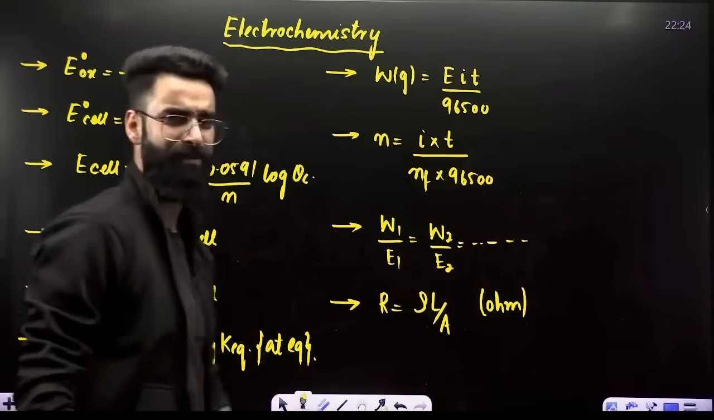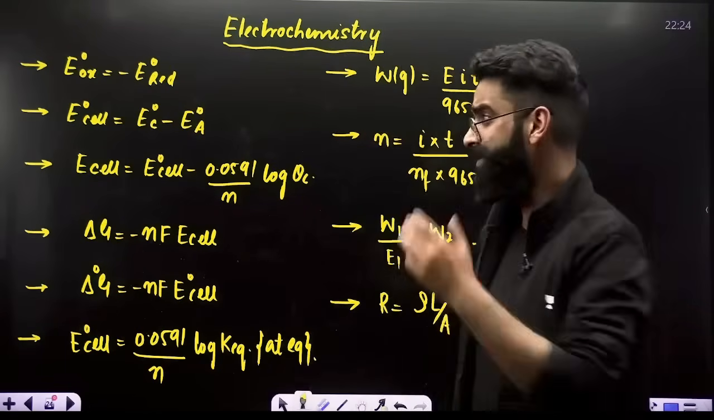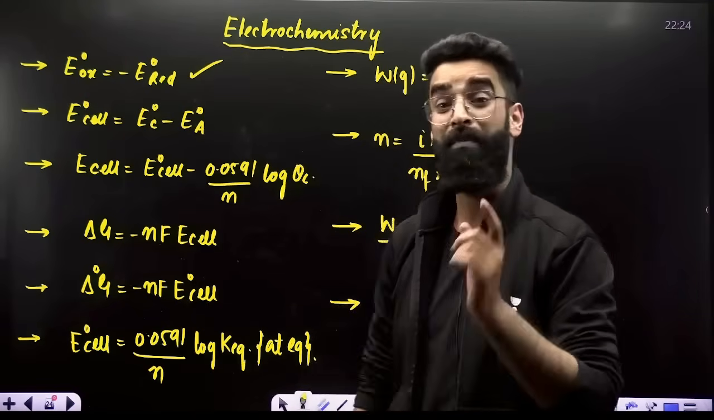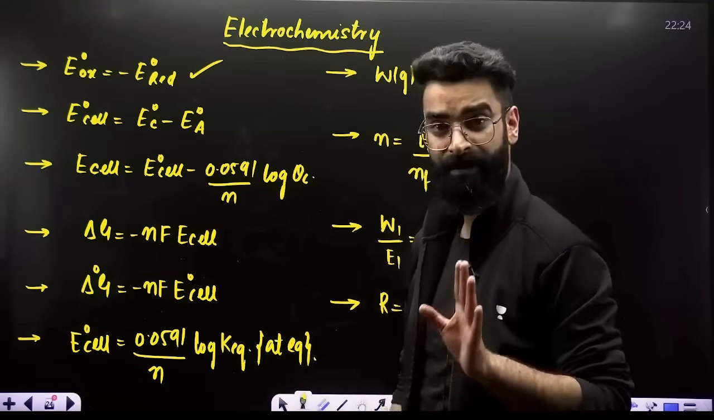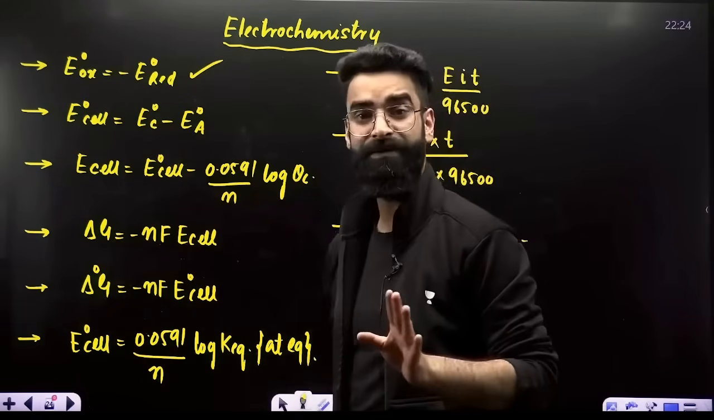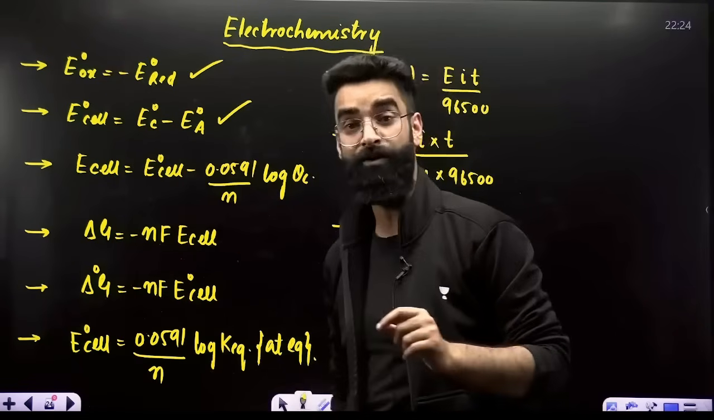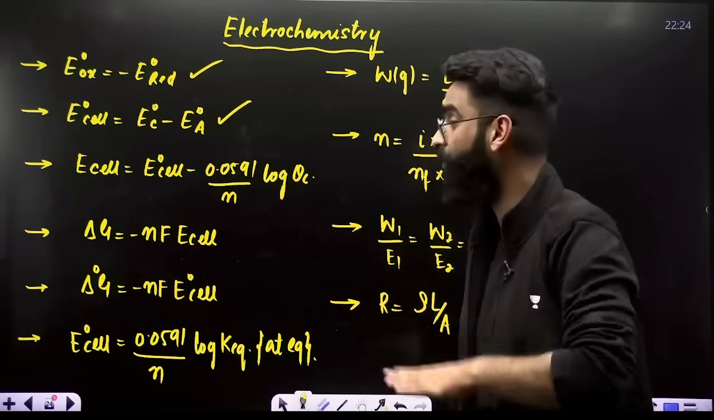Now comes to your electrochemistry. Only few results we have. First thing you know, for an element, standard oxidation potential of an element is equal to minus times its standard reduction potential, right? How do you calculate standard EMF of the cell? E° cell is equal to E° cathode minus E° anode, where E° cathode as well as E° anode, these are the SRP values of cathode and anode.